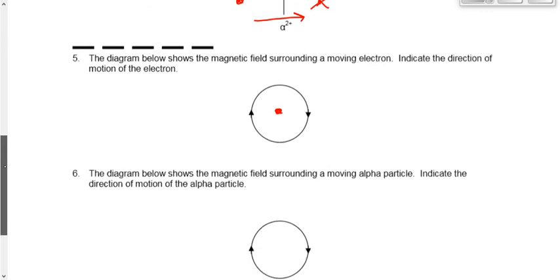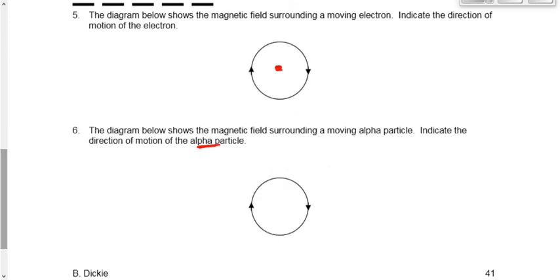The bottom one, we have an alpha particle. Be careful about that. In fact, I'd probably make a little note to remind myself that I have to use the right-hand wire grasp rule for this one. Don't worry about your thumb right now. Like, let's worry about my fingers. I know when my fingers need to point clockwise. So let's make sure your fingers point clockwise.